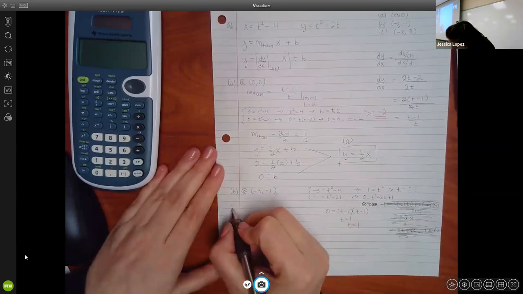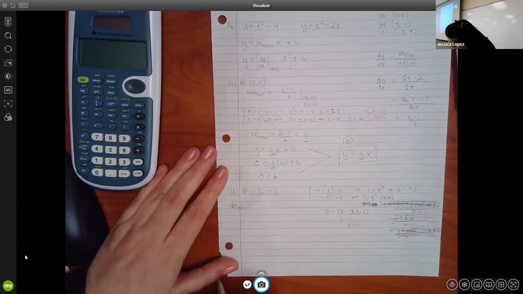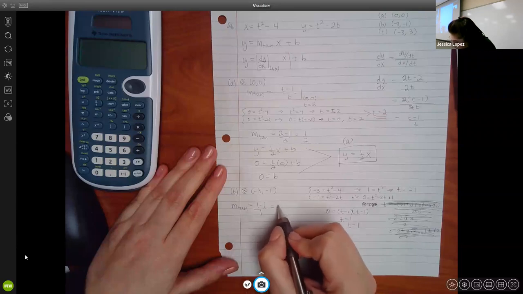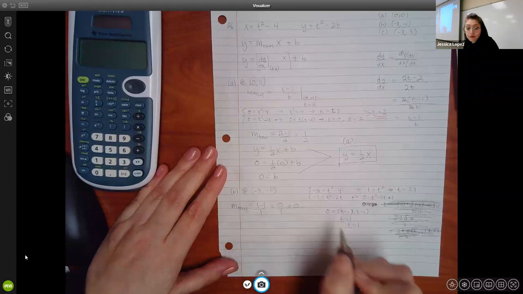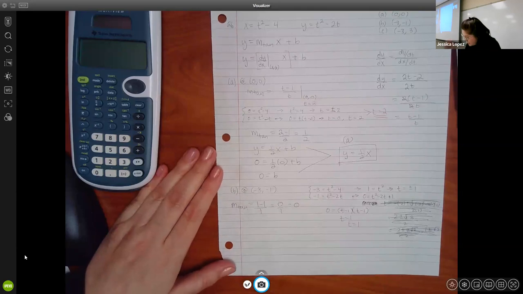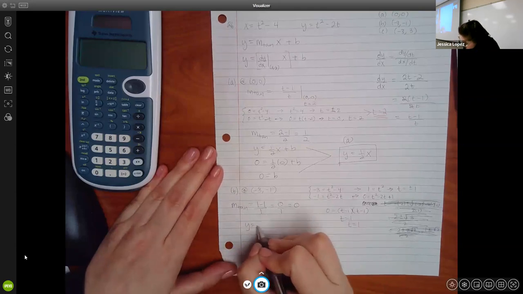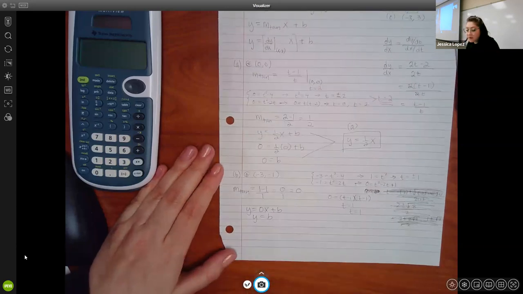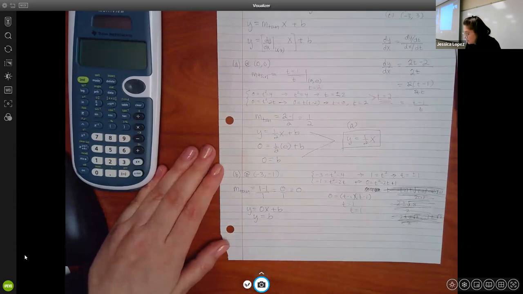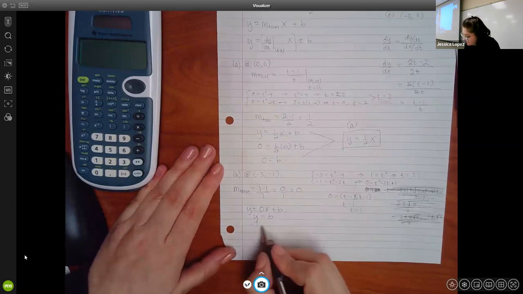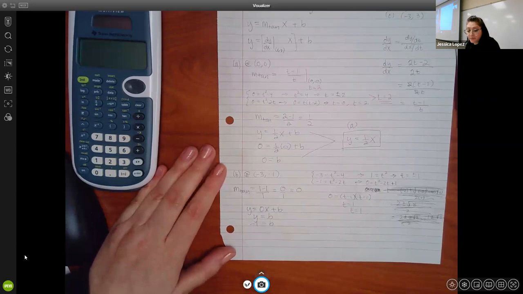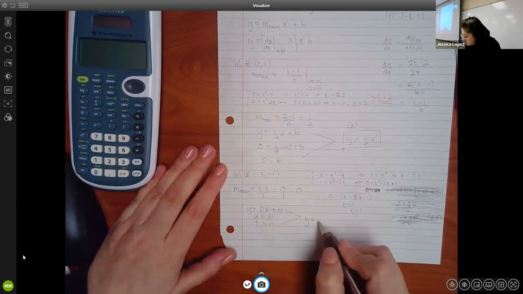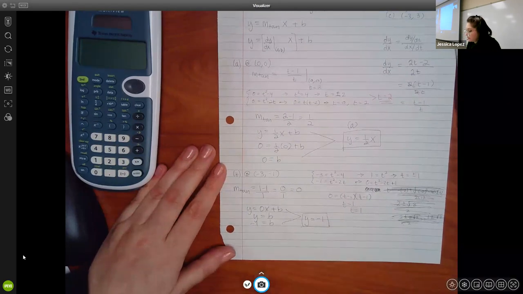So let's do our m tan. It would be 1 minus 1 over 1, which is just 0. Well, that might make my equation easier then, because it would be 0x plus b, which means y equals b. And what is the y value of our point? -1. So -1 is b. Put these two together, and you don't have an x, but you do have -1 for b.